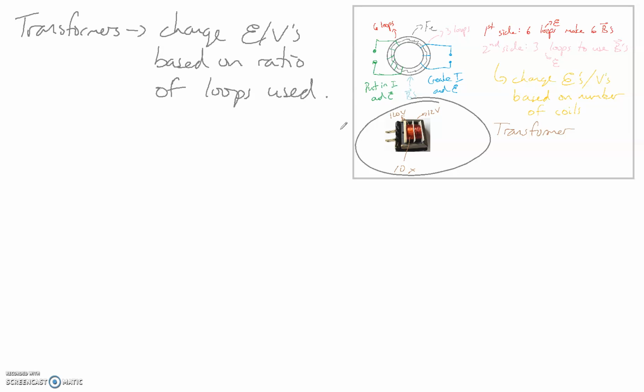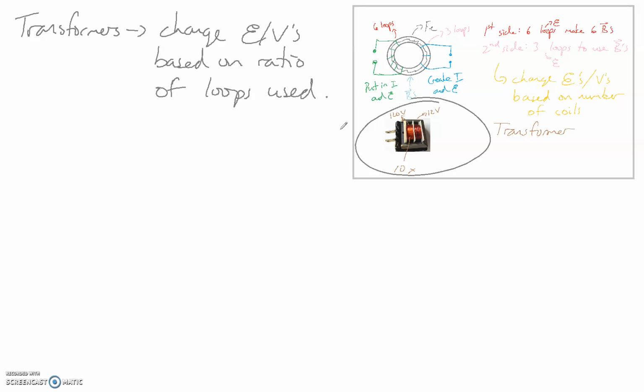So with transformers, anytime you have a little electronics box to plug into the wall, there's probably a transformer inside. And it's a pretty simple induction type thing. You've got a chunk of iron, a couple coils of wire, and you can change the voltage. That's basically what transformers do: they change the EMFs and voltages based on the coils that are being used. And it's all about the ratio.